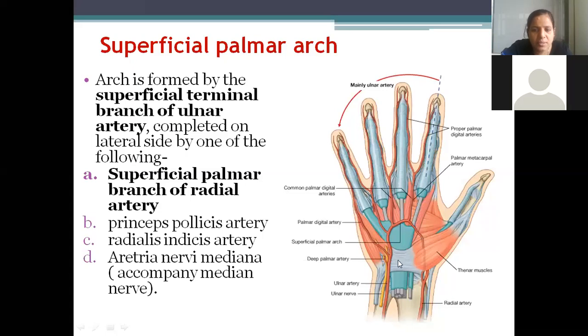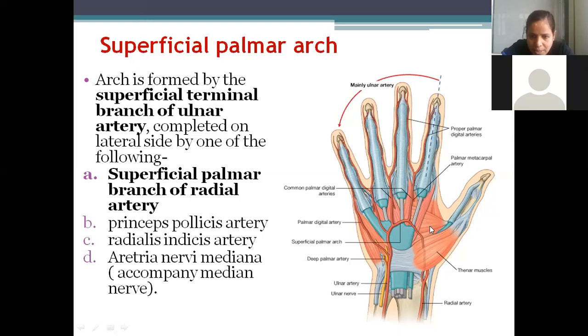So by just looking at this you will be able to write better. Now these are the branches anyhow. Basically, the superficial arch: the superficial terminal branch of the ulnar artery is completed on the lateral side by the superficial palmar branch of the radial artery. This is the simple thing. But apart from this, sometimes instead of this, from the deep arch you have these arteries. When I discuss the deep arch, you will come across these words: princeps pollicis, radialis indicis.